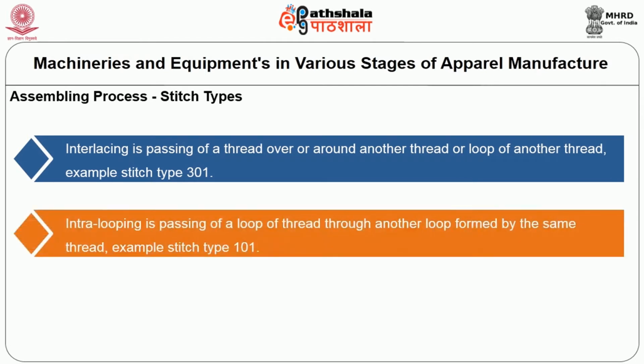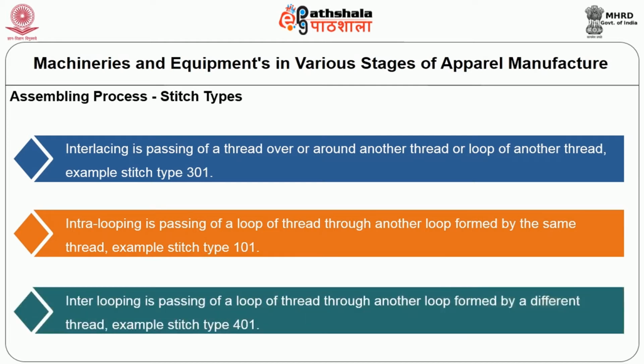Intralooping is passing of a loop of thread through another loop formed by the same thread. For this, an example is the 101 stitch. Interlooping is passing of a loop of thread through another loop formed by a different thread. For this, an example of the stitch is 401. These are the examples of the three kinds of stitches.